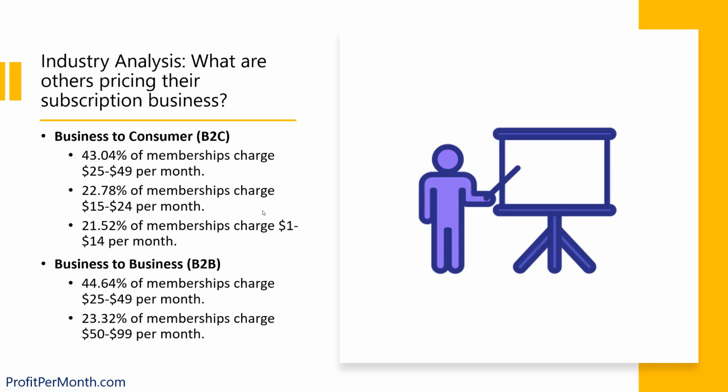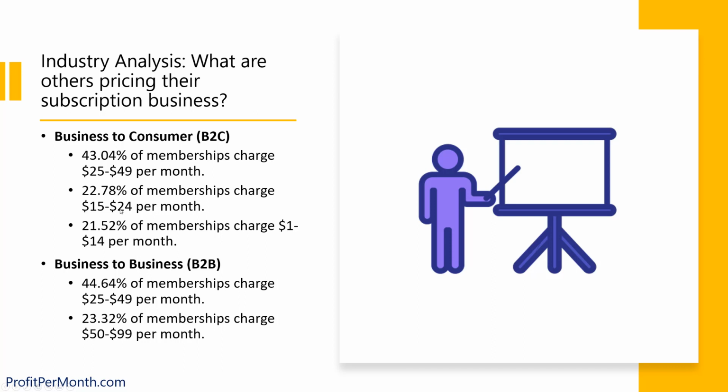Before we decide exactly what you should price your membership, let's look at the industry averages and understand how other people are pricing their subscription models. So here we have B2C, business to consumer, or selling directly to another person or customer, and then B2B, which is a business selling to another business. Looking at this, we can see that 43% of memberships charge $25 to $49 per month. So the vast majority actually charge $25 to $49 per month. So that's important to keep in mind.